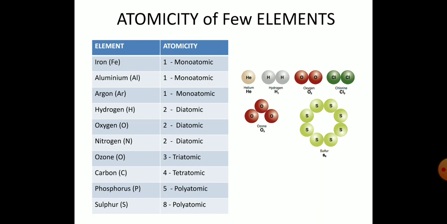So diatomic, tri, tetra, finally you have polyatomic. Atomicity means the number of atoms combined to form a molecule. If it is 2 atoms, it is called diatomic. If 3 atoms, tri. If 4 atoms, tetra. 5 means penta, and more than 5 becomes polyatomic.